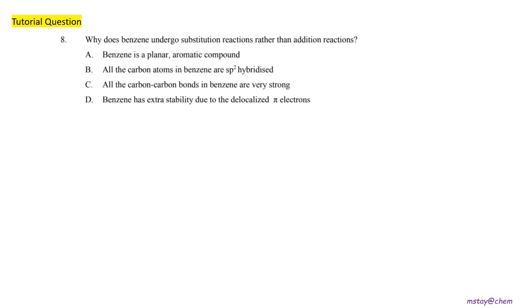Last question that we're going to discuss in this video, objective question 8, why does benzene undergo substitution rather than addition? As you know, in benzene there are 3 pi bonds and they are able to form resonance structures, which means the pi electrons are delocalized. Because the pi electrons keep on moving, the benzene has extra stability, and this makes it prefer to undergo substitution instead of addition. So the answer is D.